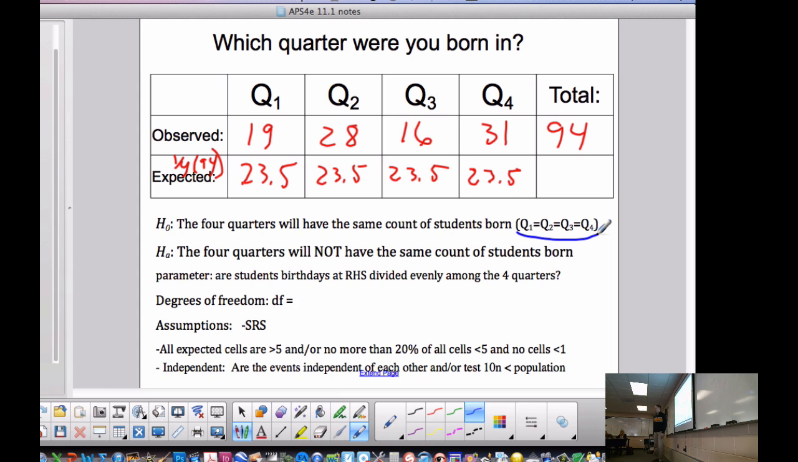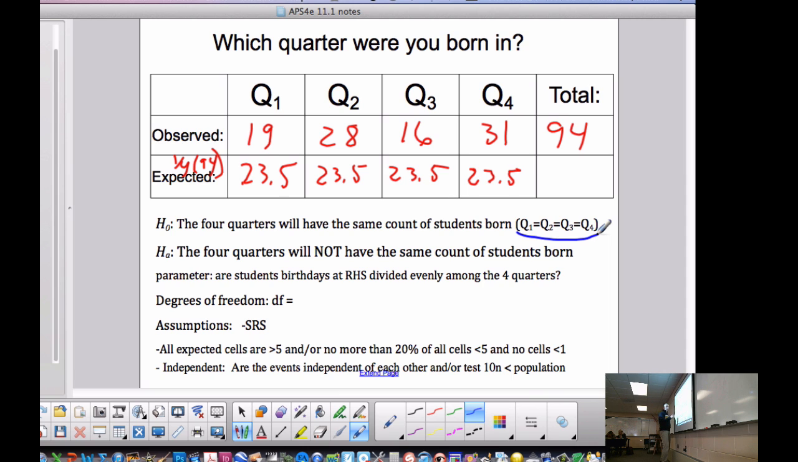If it was back to the cross-pollination thing, you'd say, I believe the flowers are cross-pollinated in the ratio of 1 to 3 to 7, or whatever it was. And that's why we call it a test of good fit. Does our data fit what it should? Does 19 fit the 23.5? It's a little off, but is it significantly off? Is 28 a good fit to the 23.5? It's off, but is it significantly off? 16 compared to the 23.5. 31 compared to the 23.5. That's why we call it a good fit. Does it match up with what they say it should be?